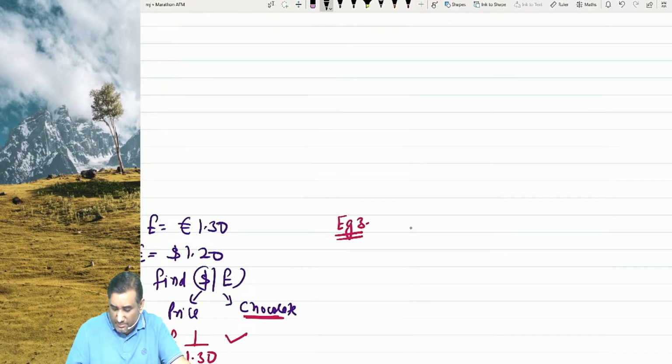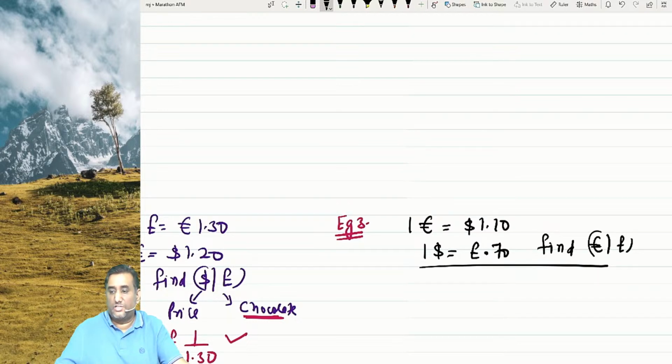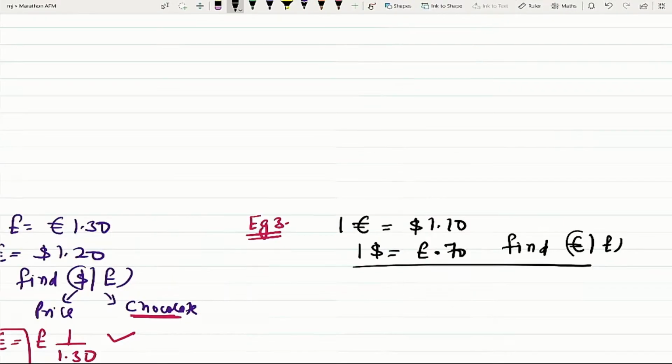Let me take one more small example. You do it yourself. 1 euro is equal to dollar 1.1. $1 is pound. Find euro per pound. The common currency is dollar. You cannot just compare since dollar is the same, but since you have 1.1, bring dollar on the left hand side. Bring dollar on the left hand side and then do it. Things will become easier for you.